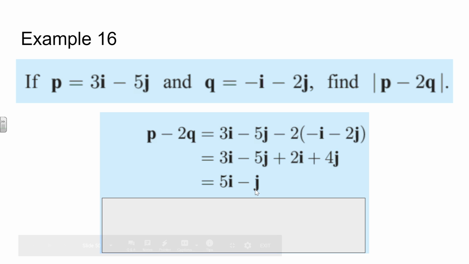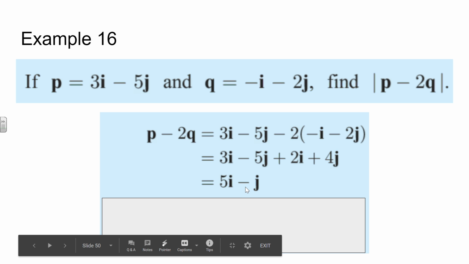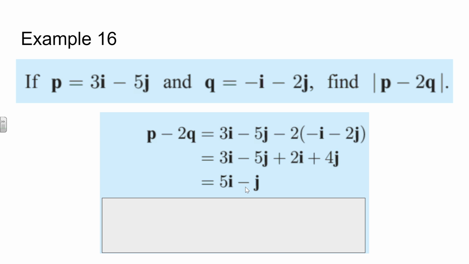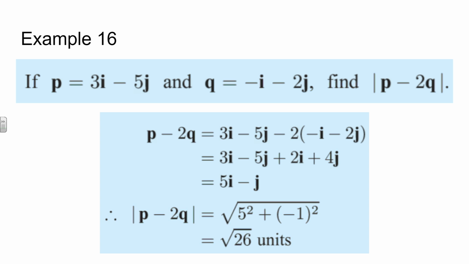So that would be what P minus 2Q is, but I need the magnitude of that now, so I'm going to use my magnitude formula, which again is really just the same idea as the Pythagorean theorem. So it's going to be the square root of 5 squared plus negative 1 squared. Therefore, the magnitude is root 26 units.